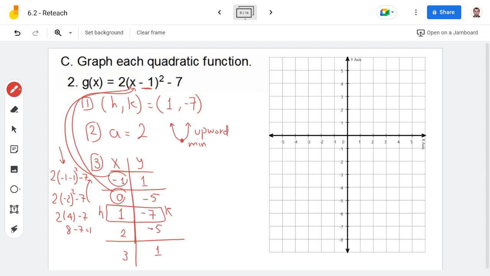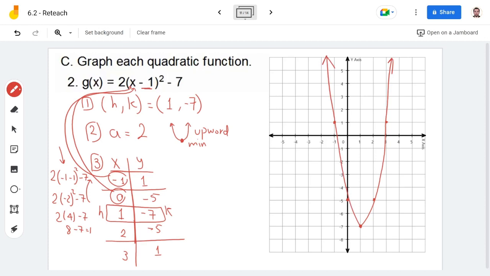Now let's plot the points. 1, -7 is here. Then 0, -5. Then we have -1 and 1 here. Then we have 2, -5 here. Then 3 and 1 is here. Then you can graph your function. Your function will look like this one here.